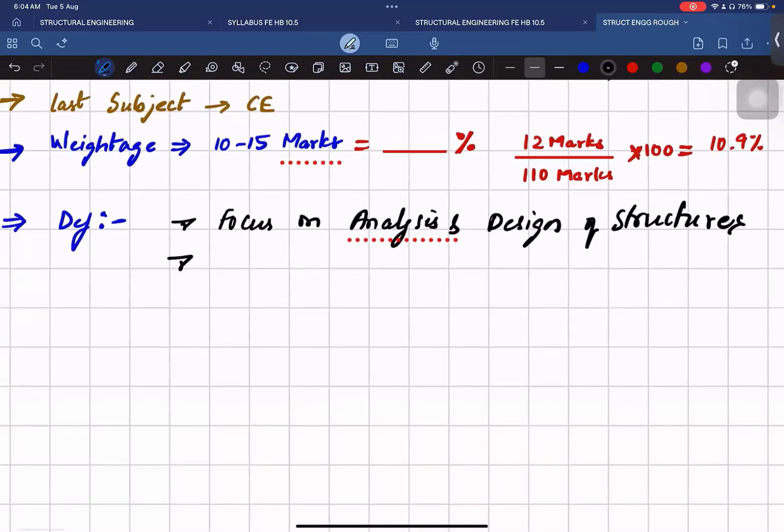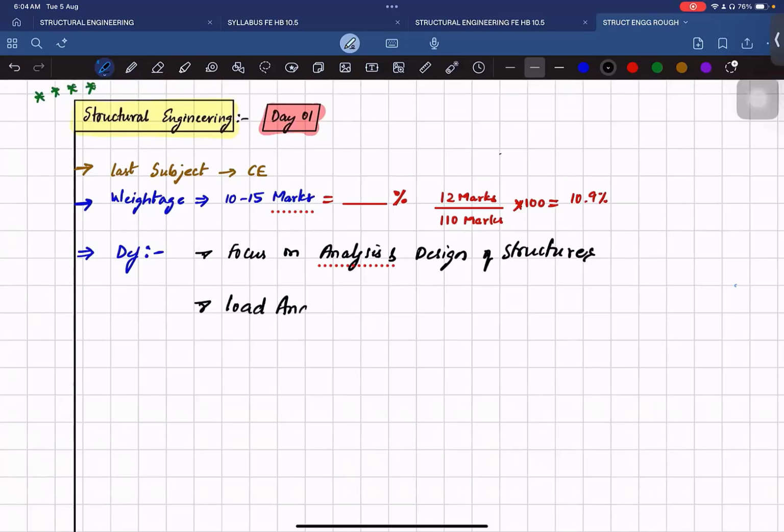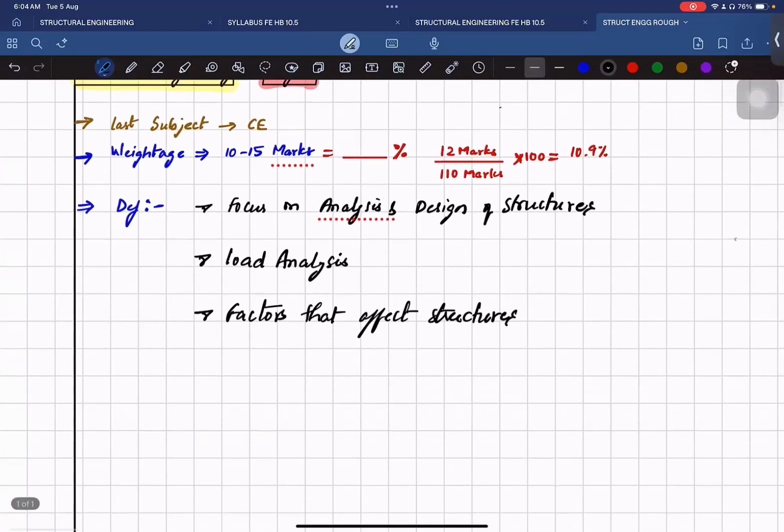Someone else, something else? Load analysis. Okay, pretty good answer. Factors that affect structures. Perfect, this is also a right answer. That includes moments, moment of inertia, and the types of structural loads. Calculating shear force and bending moment for the beams and doing analysis.